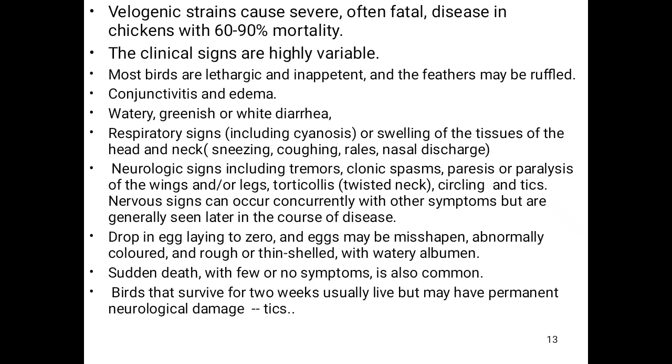So neurologic signs include tremors, clonic spasms, paresis, or paralysis of the wings and or the legs. That is torticollis, where we have a twisted neck, and tics. Drop in egg production. So production is usually reduced, and the eggs may be misshapen, abnormally colored, and rough or thin-shelled with a watery albumin.